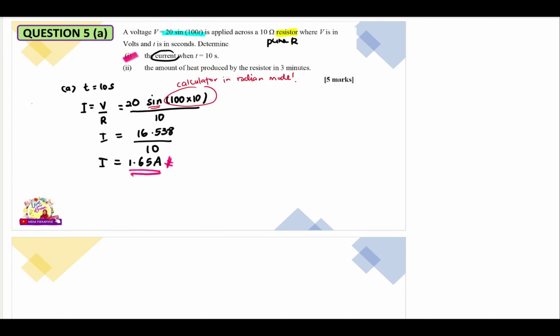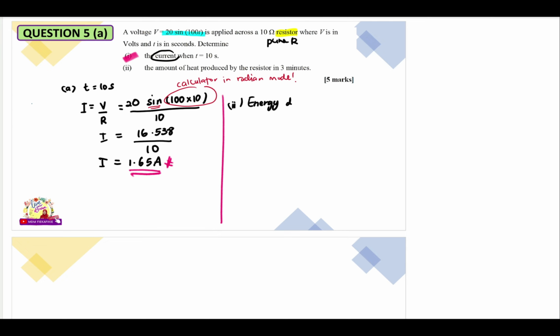Okay, and then for A2, the amount of heat produced by the resistor in 3 minutes. Okay, saya akan buat ke tepi ni lah. Okay, question number 2. So we want to calculate the amount of heat produced by the resistor in 3 minutes. Okay, maknanya bila kita cerita pasal the amount of heat produced, okay, so kita heat dia punya unit apa? Heat kan? Joule kan? Okay, so sebenarnya kita nak kira energy.